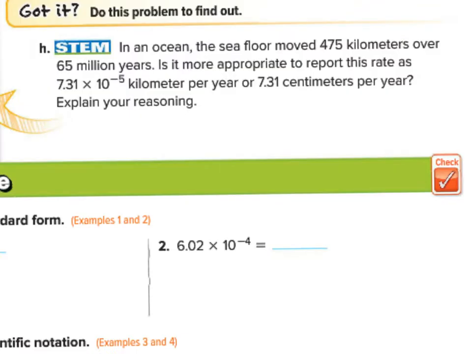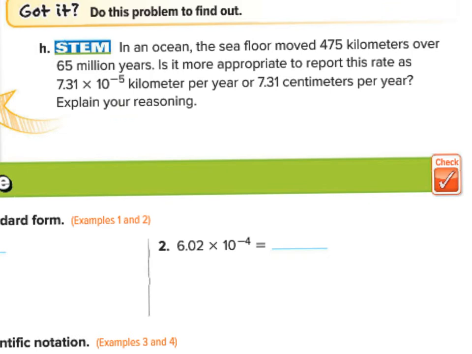So now let's analyze a question very similar together. In an ocean, the seafloor moved 475 kilometers over 65 million years. Almost 500 kilometers the seafloor has moved in 65 million years. Is it more appropriate to report this rate as 7.31 times 10 to the negative 5 power kilometer per year, or 7.31 centimeter per year?